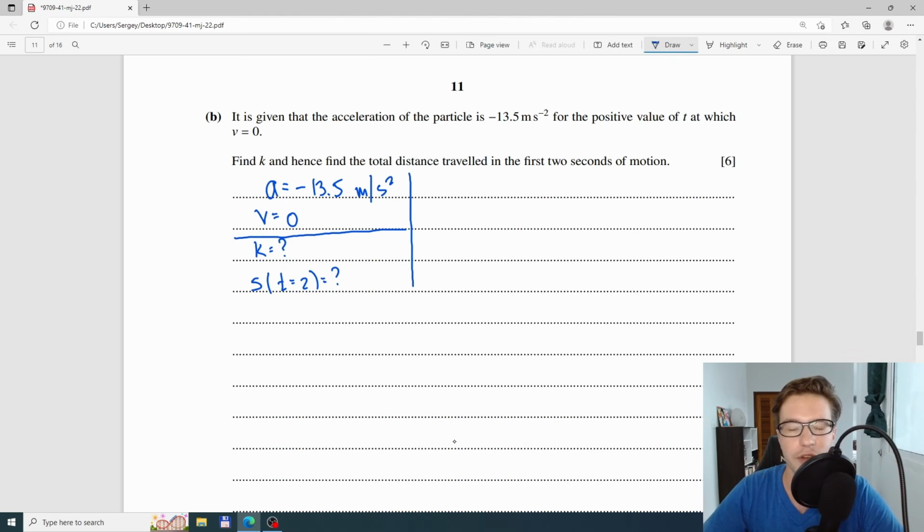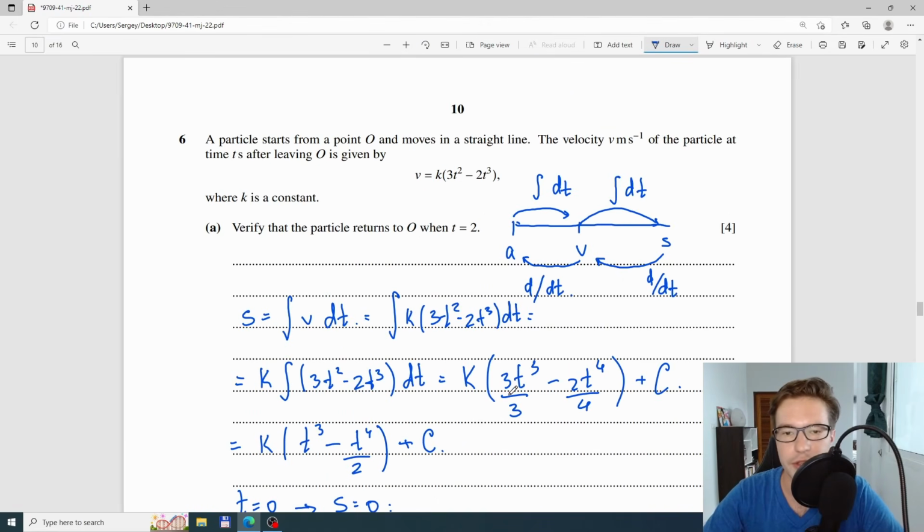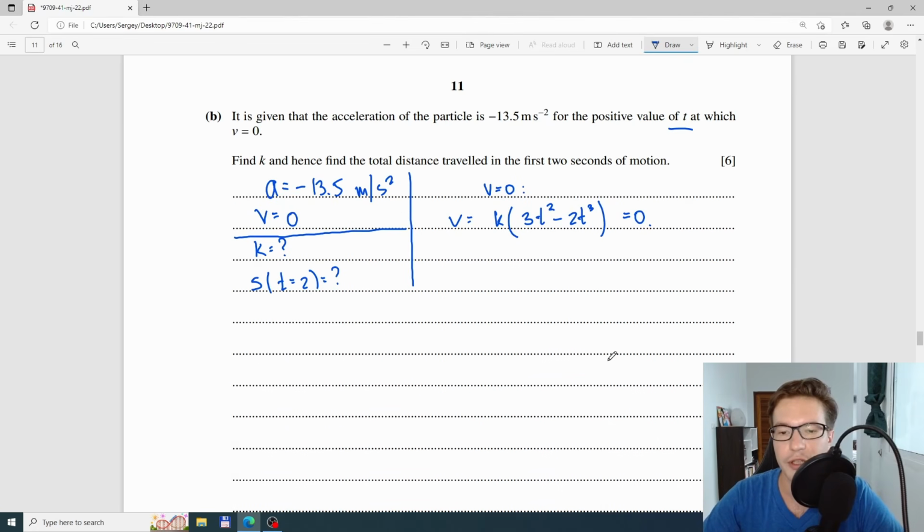Right, so first of all, we're given that velocity equals 0. Let's find that value of t they're talking about. So the formula for the velocity is already given. It is here, yes, so k times the bracket 3t squared minus 2t cubed. Set velocity equal to 0. Right, now this equation will help us to find t.